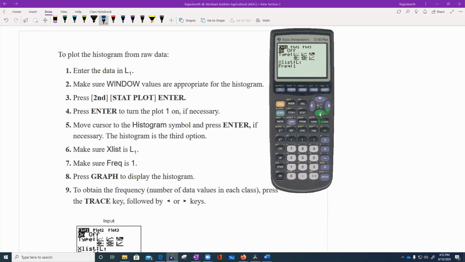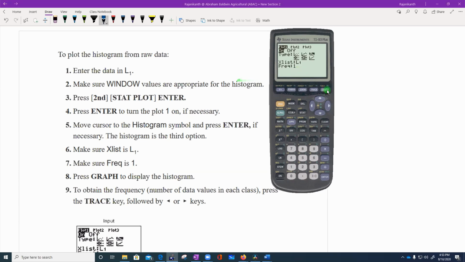Okay. After that, you need to choose the correct list. List is nothing but the raw data. Remember, I have entered all the raw data values into the L1 column, right? If you enter into the L2 column, you have to change here, make it L2. Whatever column you have entered the data values into, you have to match with this. So I have entered into L1, so I'm keeping it as L1. Frequency column, keep it as 1 because I had only one frequency column. That's it. Now simply graph it.